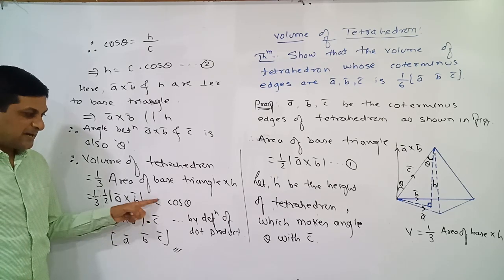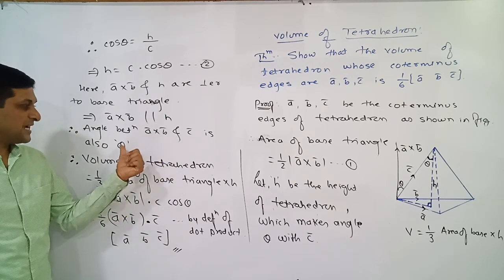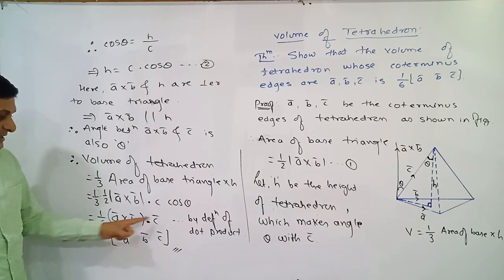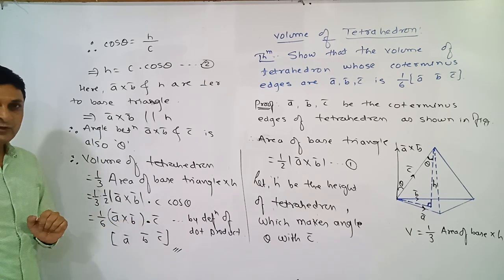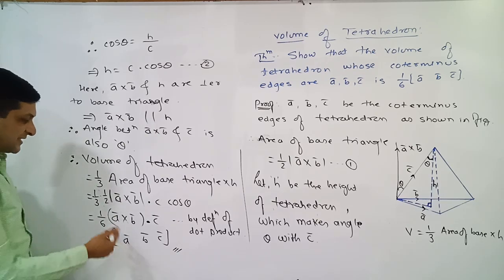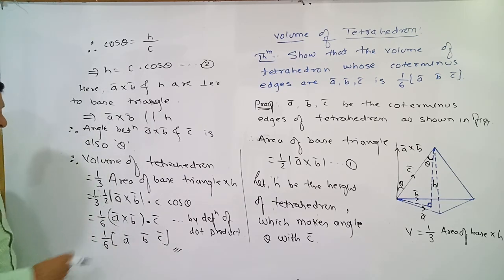The second term should be the magnitude of the second vector. So the magnitude of C bar is C. And theta should be the angle between these two vectors. Already we have proved that this theta is the angle between A bar cross B bar and C bar. But here first cross appears and then dot appears, means it is the definition of what? Scalar triple product, and the scalar triple product is also denoted by what? Box product. So keep this 1 by 6 as it is.